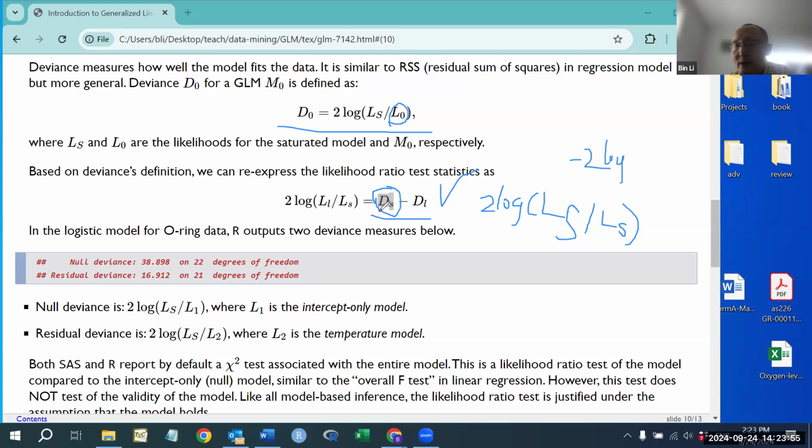And that makes sense because which one is larger? Deviance for the small model or deviance for the large? Of course, this one is larger. Why? The small model means the simpler model, like a regression. A simpler model, of course, has larger SSE, larger residual sum of squares, right? So it's DS minus the DL, okay?